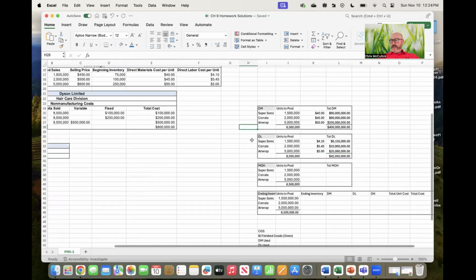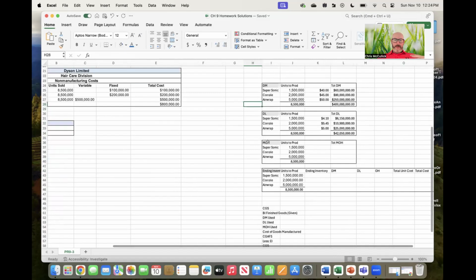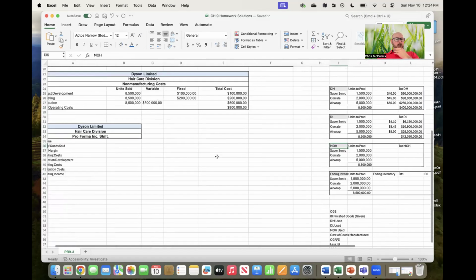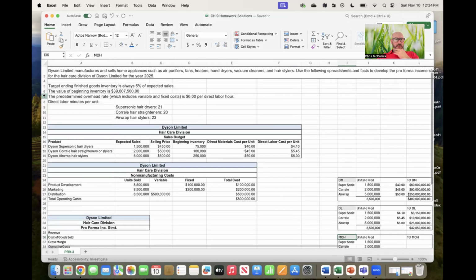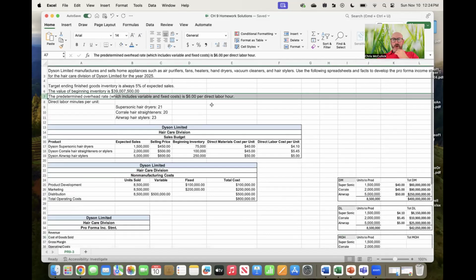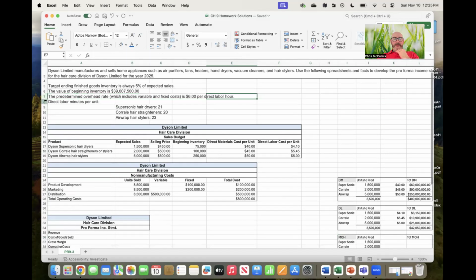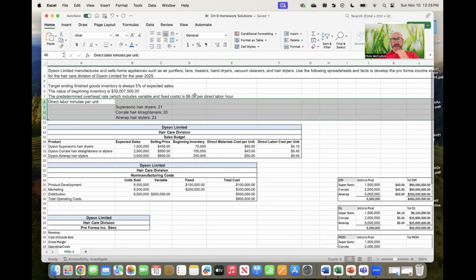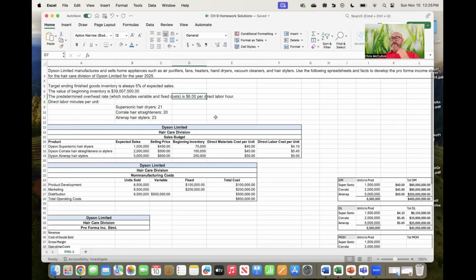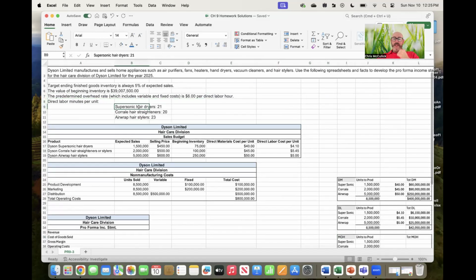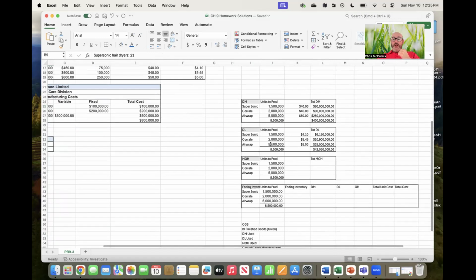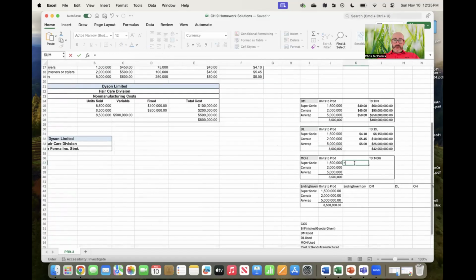Now we're going to the next piece, which is going to be our manufacturing overhead. For our manufacturing overhead, they tell us that the predetermined overhead rate is $6 per direct labor hour. Since this is per labor hour, and then they give us minutes for each one of the products, we're going to have to convert this $6 rate into a minute rate and then multiply it out by the minutes in order to find the manufacturing overhead. So what I'm going to do is say $6 divided by 60, and that'll give us a per minute rate, and then I'm going to multiply by how many minutes we have.